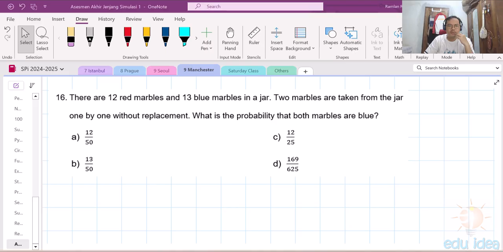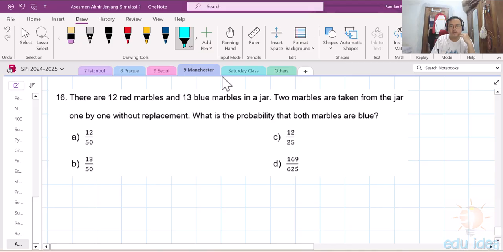Number 16, there are 12 red marbles and 13 blue marbles in a jar. 2 marbles are taken from the jar one by one without replacement. So be very careful for this kind of question. It said that 2 marbles, so you have 2 events, taken from a jar one by one without replacing. So after you take the first marble, you don't put it back. So the number of marbles is now reduced by 1.